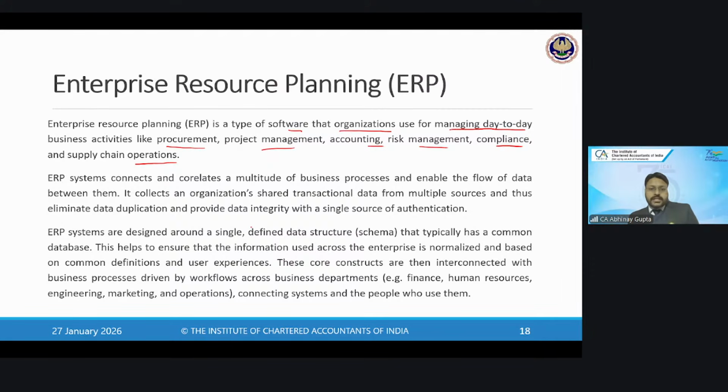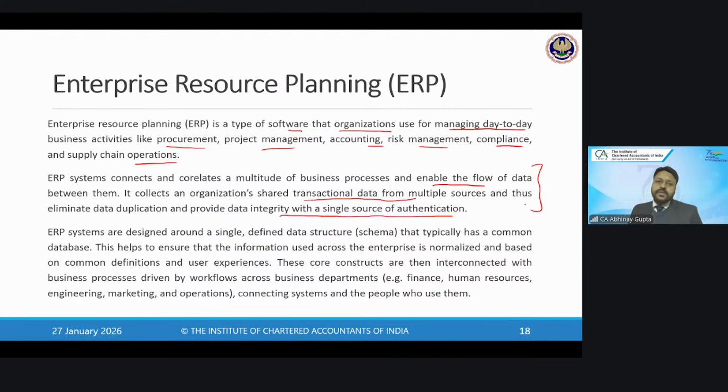ERP systems connect and correlate a multitude of business processes that enable the flow of data between them. It collects organizations' shared transactional data from multiple sources, eliminates data duplication, and provides data integrity with a single source of authentication. So what actually happens?